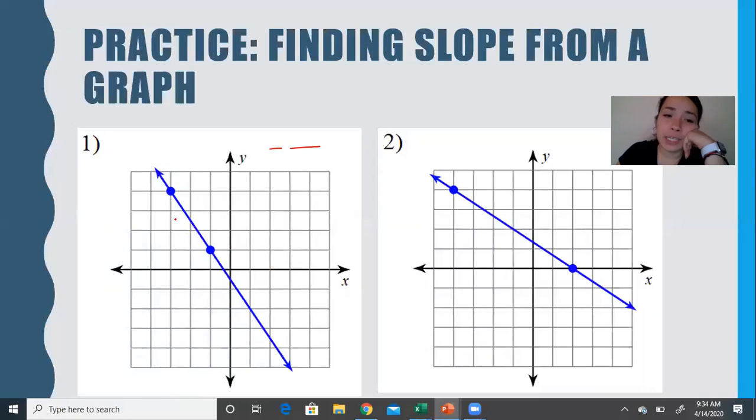And then my rise over run: how many spaces does it go down or up? That's 3. How many does it go left or right? And that's 2.